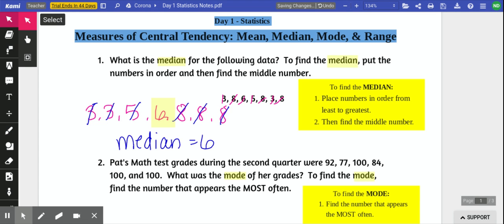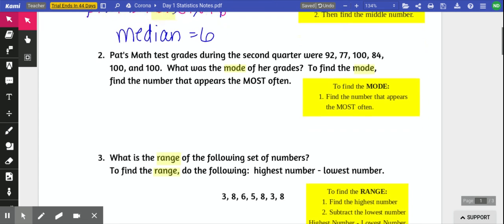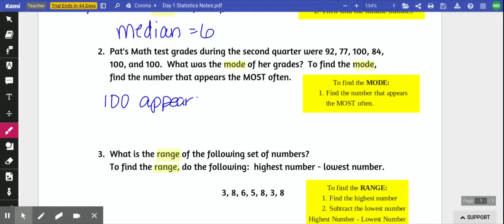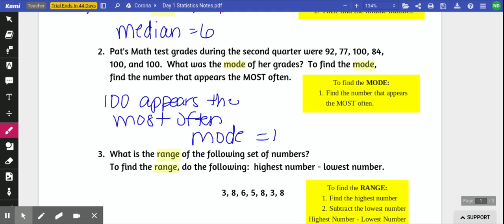Okay. Second question says, Pat's math test scores during the second quarter were as follows. I'm not going to read them all. What was the mode of her grades? Now, to find the mode, we simply find the number that appears the most. So I don't have to take the time to put these in order from least to greatest. I simply look at all those numbers and see which one appears the most. So if I'm looking at all those numbers, I see that 100 appears the most often. So that makes my mode equal to 100. And that's all we have to do for the mode.